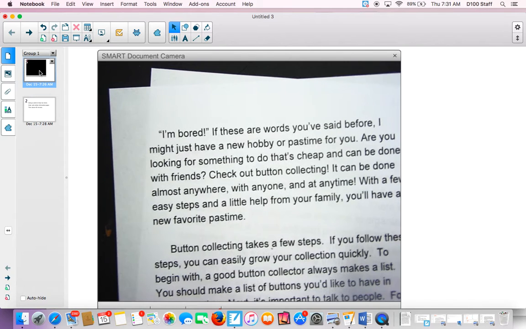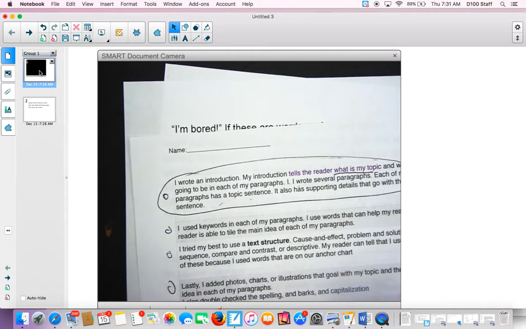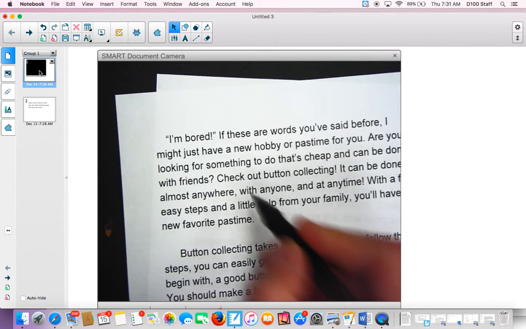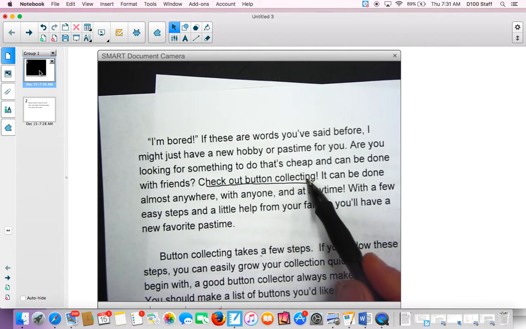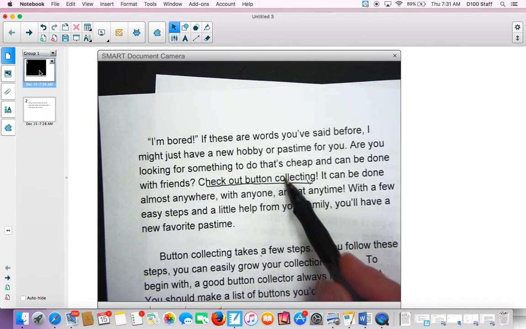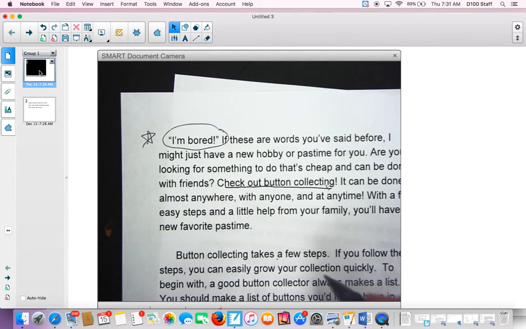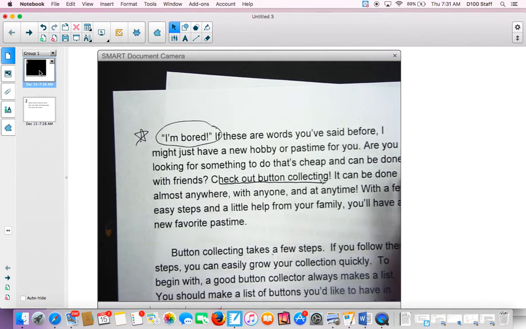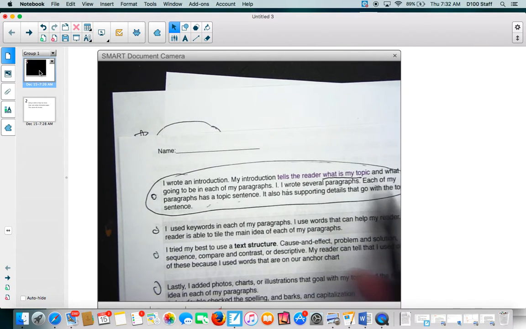So first of all, did I tell my reader what the topic is? And I'd say yes. I told him to check out button collecting. So it's interesting that I actually introduced this towards the middle of the paragraph. I did use some hooks, so I get some points for that. That's good. Okay. Let's go back to our rubric and double check everything.